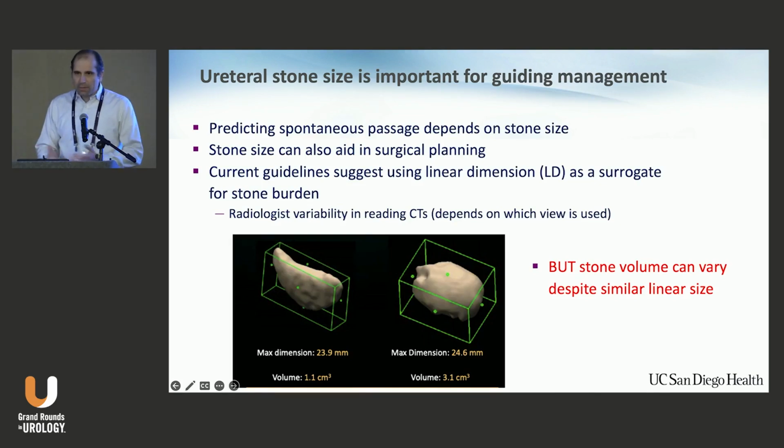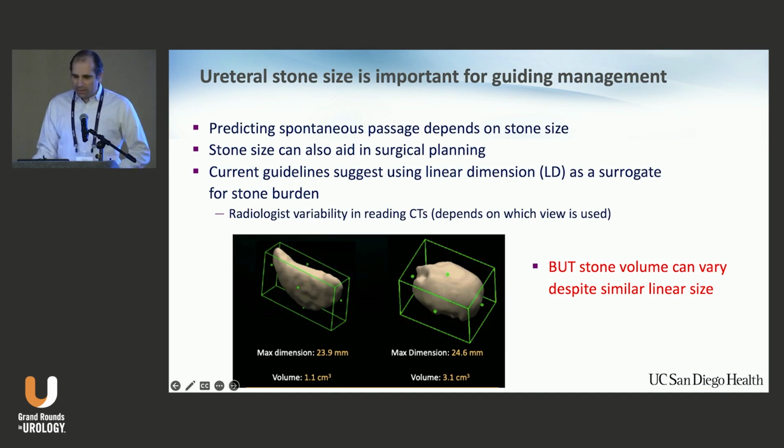So we know that if we're thinking about the course of a ureteral stone and spontaneous passage, predicting the likelihood of that stone passing to date has really been dependent on stone size, or I like to think of it as stone burden. And stone burden can also aid in surgical planning. So if you have a large stone versus a small stone, are you thinking ureteroscopy and dusting? Are you thinking maybe you need a PCNL? There's a lot of subtleties.